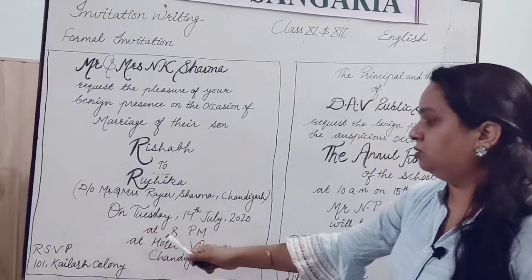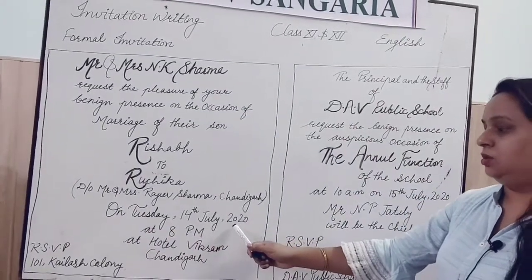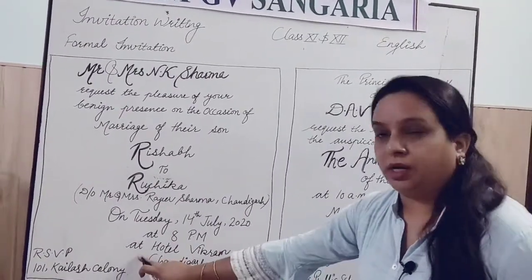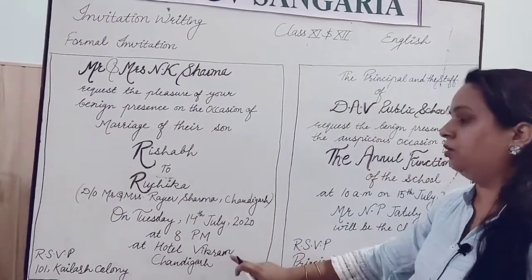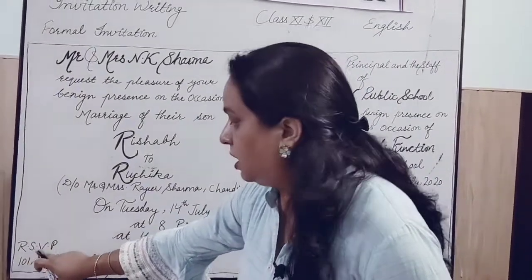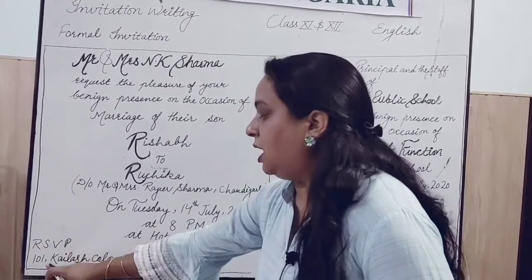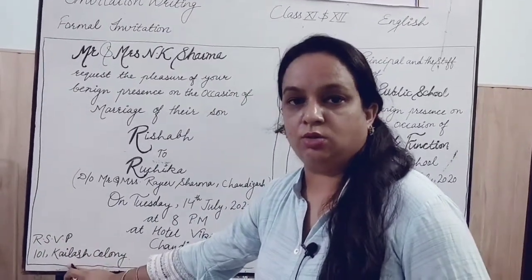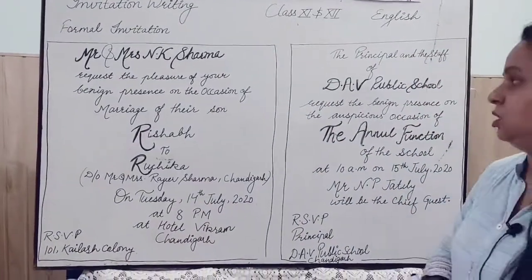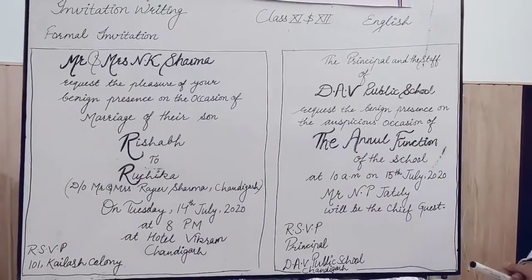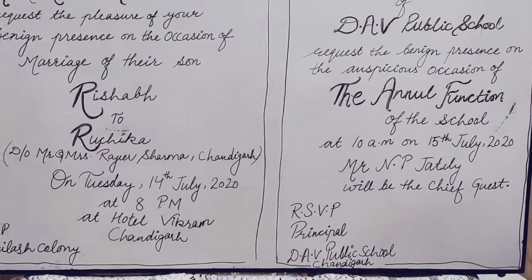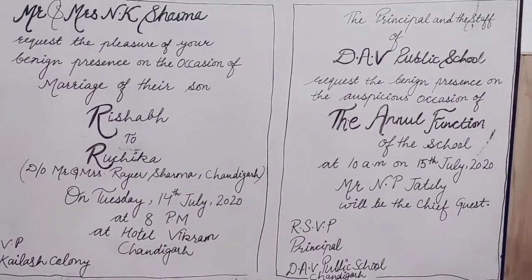That is on Tuesday, 14th July 2020. Time is 8 p.m., to be celebrated at Hotel Vikram, Chandigarh. And on the left-hand side you will write RSVP, and you may give the contact address or phone number of the host. Now this is the second example, which I have taken from the school side. So see what this invitation says.